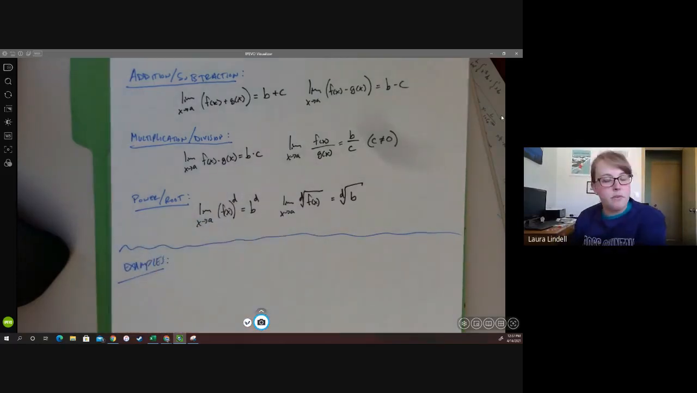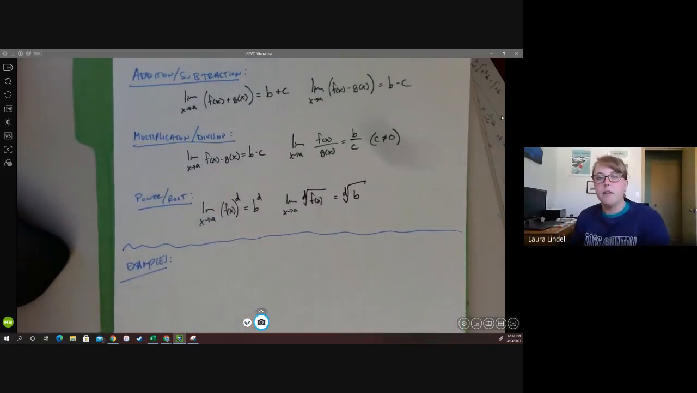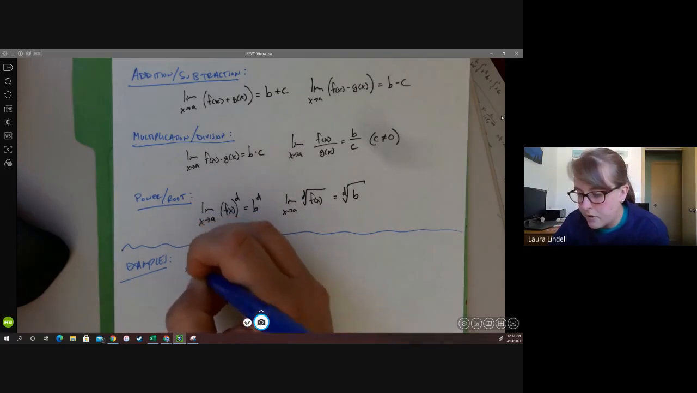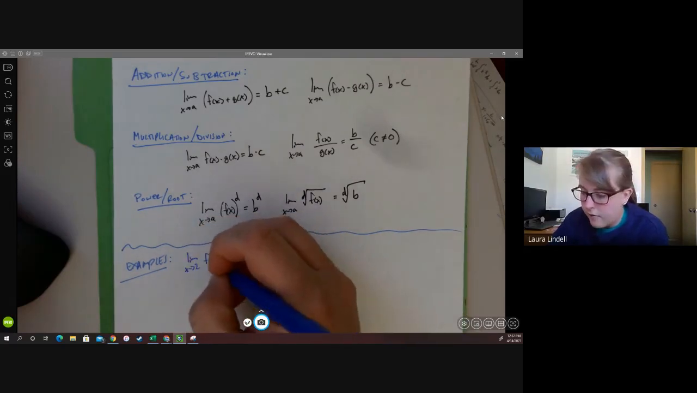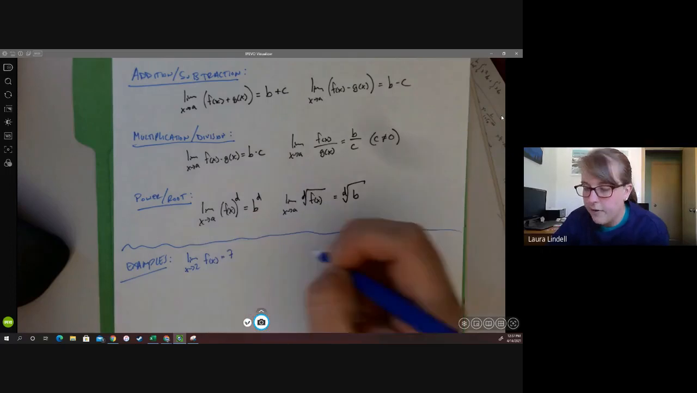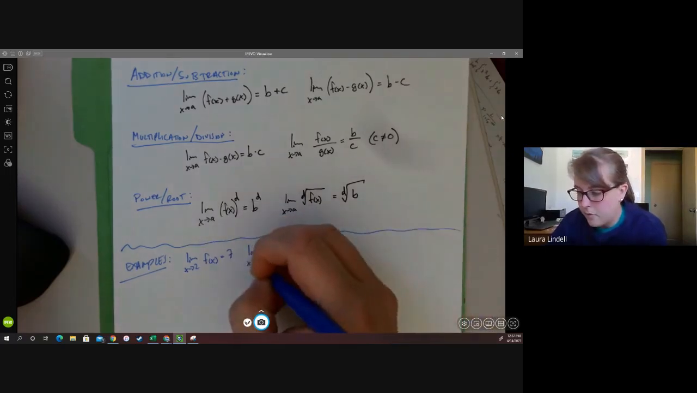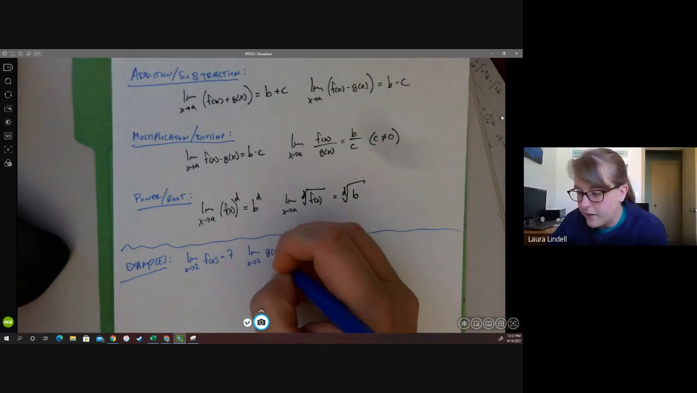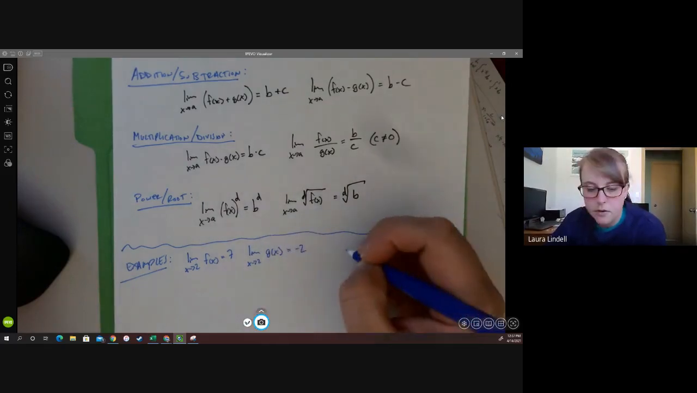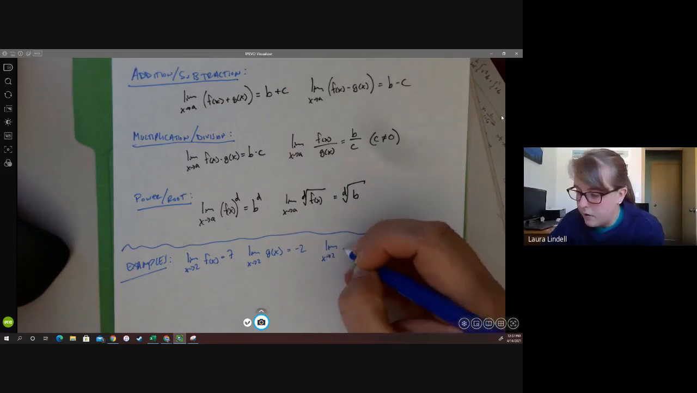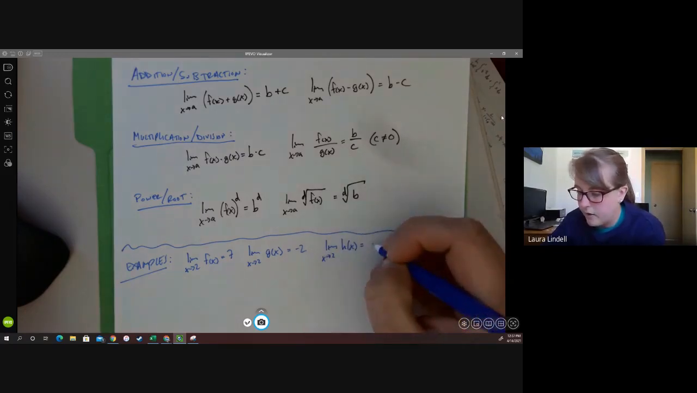And for these examples, we're going to use the same set of limits for each one. So we're going to use the limit as x approaches 2 of f of x equals 7. The limit as x approaches 2 of g of x is -2. And the limit as x approaches 2 of h of x is 16.